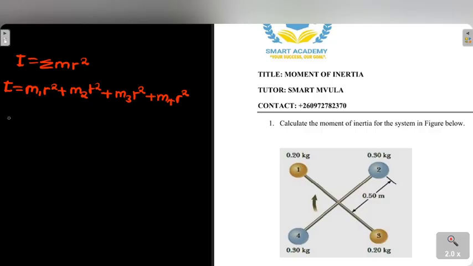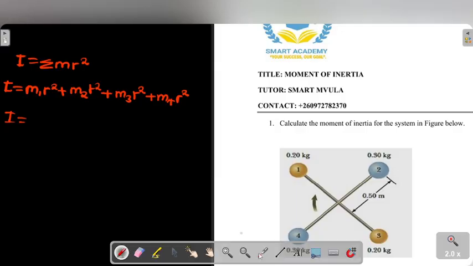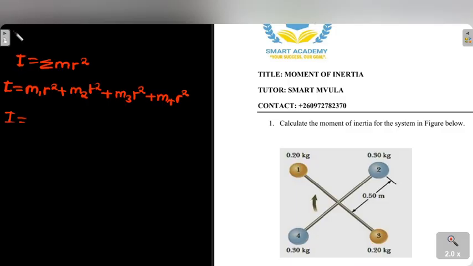Now the moment of inertia will be equal to the first pin, the one that has been given the number 1. As you can see, the mass of this pin is 0.20 kg. Then for the second one, the mass is 0.3 kg, the third one 0.2 kg, the fourth one is 0.3 kg. So we'll substitute the way it is.